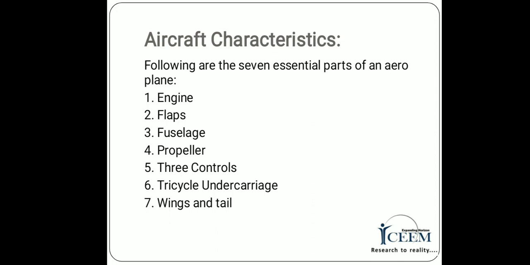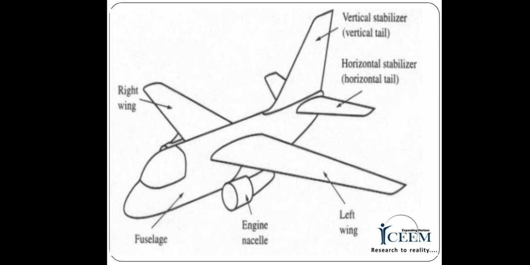Next point is aircraft characteristics. Following are the 7 essential parts of an aeroplane. First one is engine, flaps, fuselage, propeller, controls, tricycle undercarriage, and last is wings and tail. All the parts or components of aircraft are shown in the figure. We see all the components in detail.